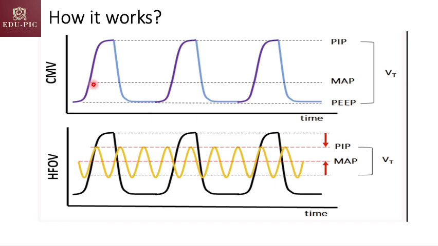And here is the MAP, or mean airway pressure, as you can see. So this oscillation, this change in pressure, is a large difference between the PEEP and the PIP. But in high frequency ventilation, you open the lung using the MAP pressure. You open the lung here and the machine starts to oscillate around this MAP at a very high rate, but with a very small volume and very small pressure.